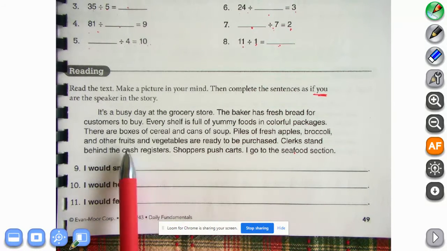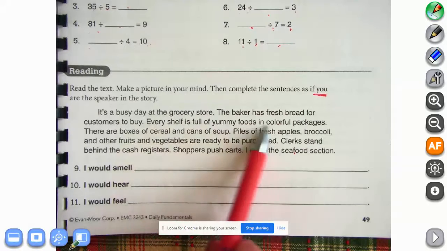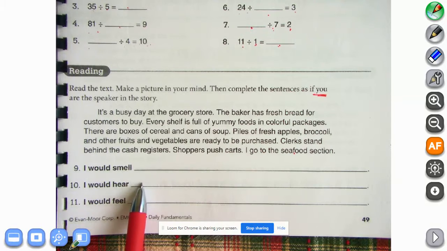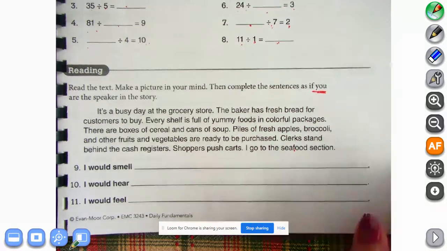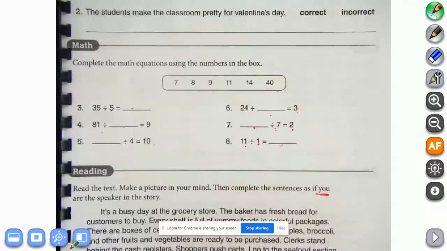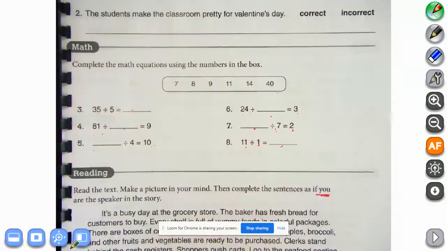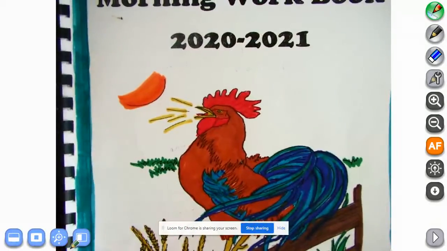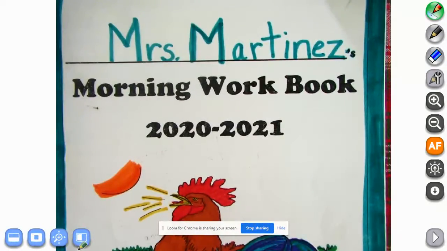So, you're here in this store. Think about all the things that were mentioned. What would you smell? What would you hear in the store? What would you feel in the store? All right. So that is all we're going to do for right now. You're going to work on this page for today, and we are going to correct it tomorrow and go over our next page. All right.